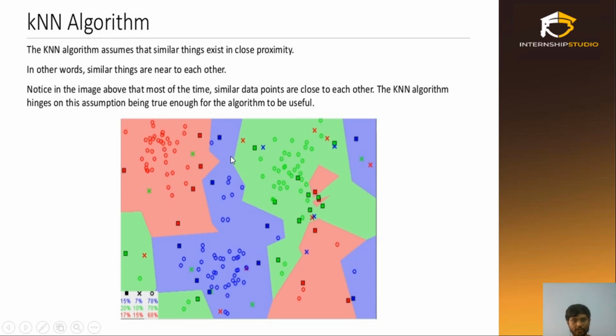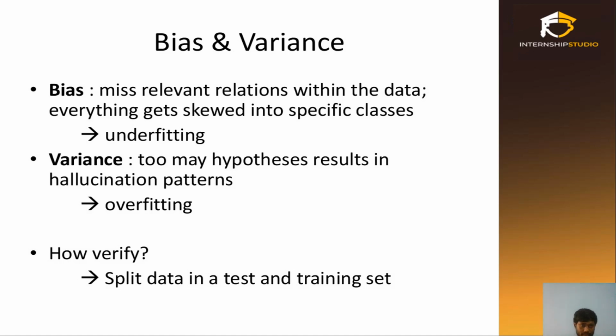So if a new sample comes, you have to classify which class it belongs to. We will use KNN to do that. And first we have to understand what is bias and what is variance.